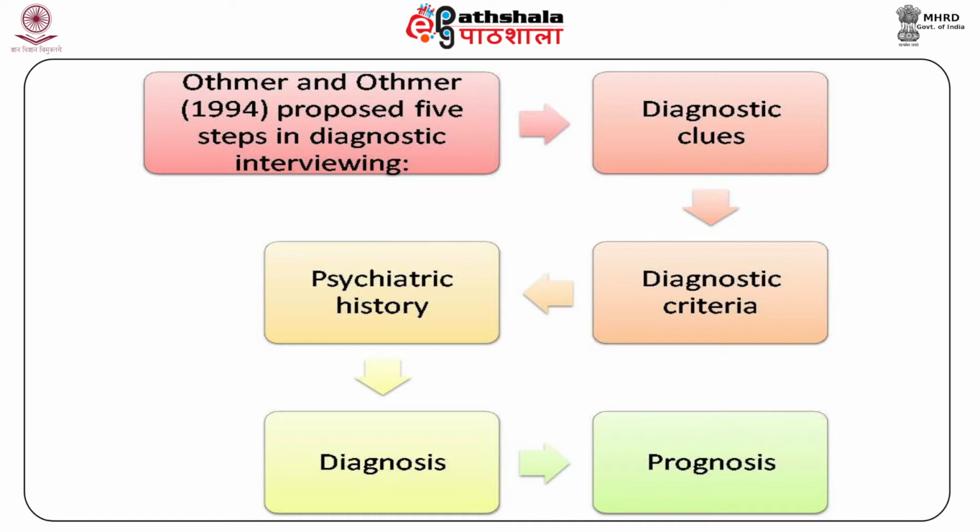Then we come to psychiatric history. In addition to the previous clues, the clinician also gathers information about the pre-morbid functioning and the family history. Diagnosis, which is the 4th step, means to arrive at a diagnosis. This is where the clinician condenses the various data into a handful of diagnostic labels and ratings.